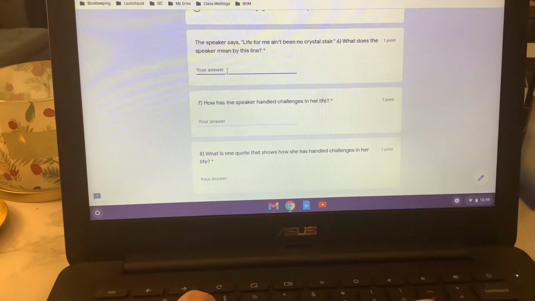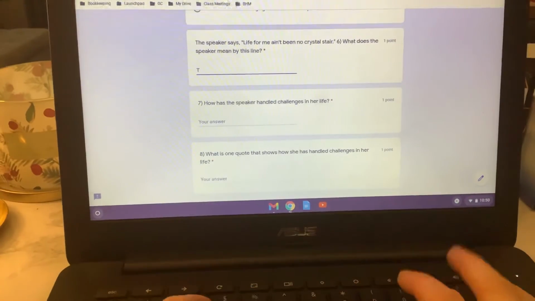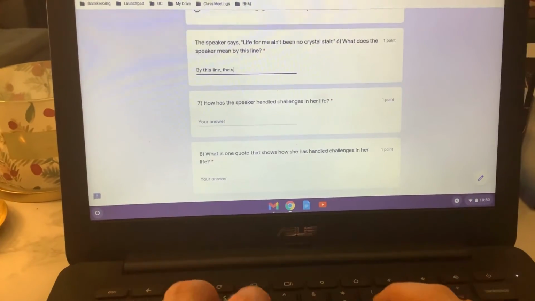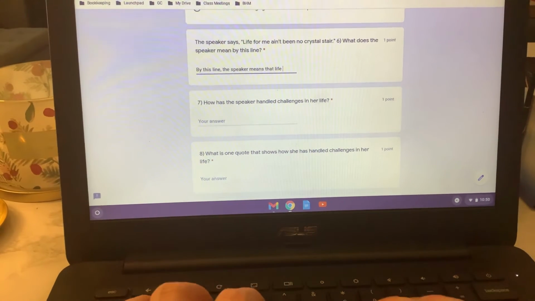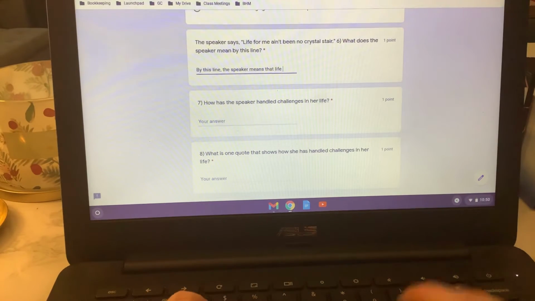So what does the speaker mean by this line? I would probably say by this line, the speaker means what? What does she mean when she says that life for me ain't no crystal stair? I'm going to tell you something. This is very much related to our questions about metaphor. What is she saying? She means that life, what? That her life has been or hasn't been what?